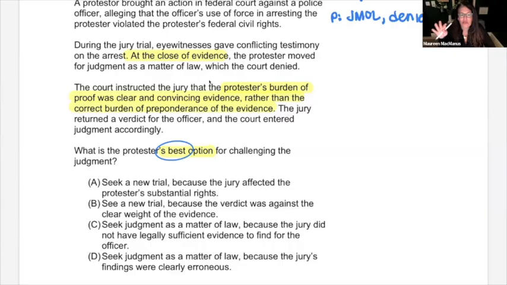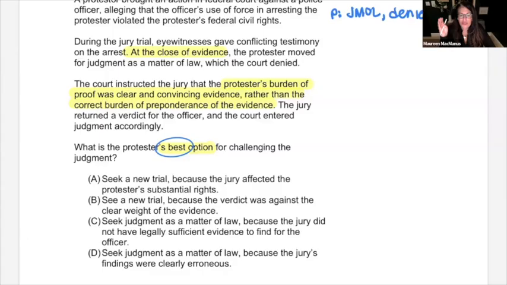All right, but here, what is a protester's best option for challenging the judgment? So A, seek a new trial because the jury affected the protester's substantial rights. This looks really good, and maybe you haven't seen this term before. Usually when something affects your substantial rights, we see that a lot in criminal procedure. You want to have examples of this. So when the court gives the wrong standard, or the wrong burden of proof, then that affects the plaintiff's substantial rights. And so the court should grant a new trial automatically in that instance. So A looks pretty good, but you do have to know that rule.